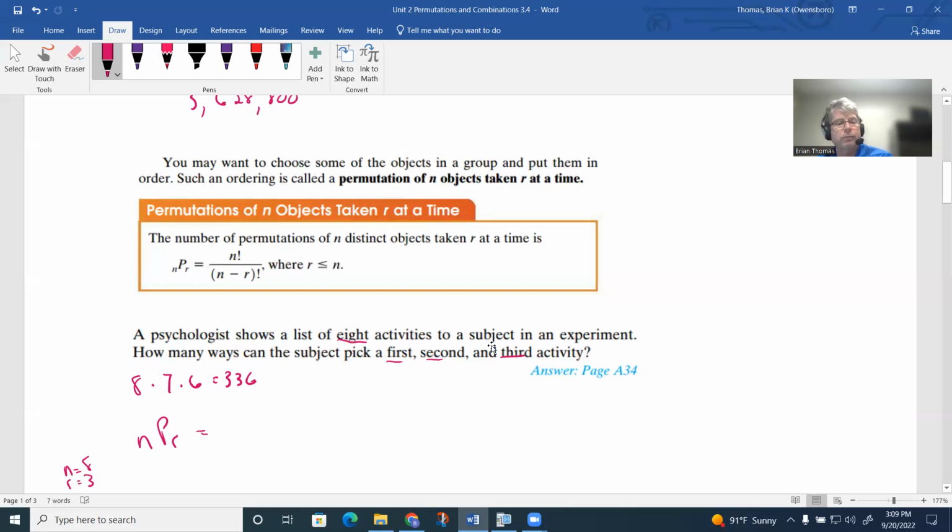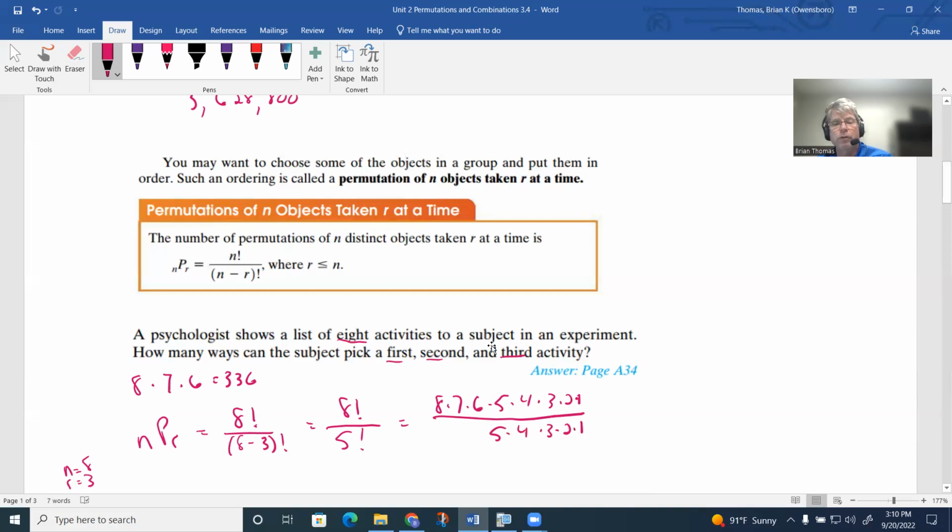So if you use my formula, this should be 8 factorial over, on the bottom, n minus r factorial. So it's going to be 8 minus 3 factorial, which in turn turns into 8 factorial over 5 factorial. If I play this out using the formula, that would be 8 times 7 times 6 times 5 times 4 times 3 times 2 times 1 over 5 factorial, which means 5 times 4 times 3 times 2 times 1.